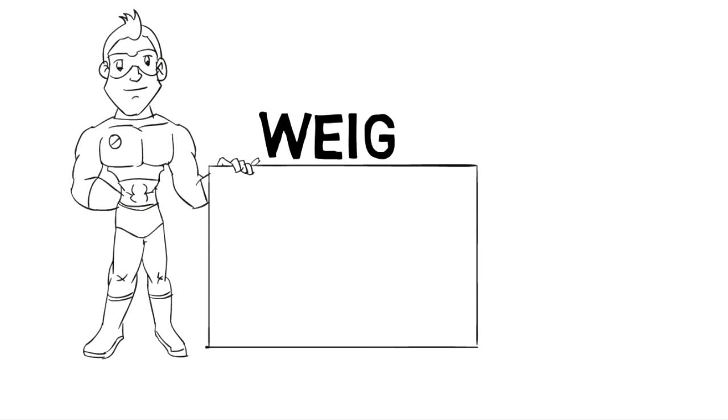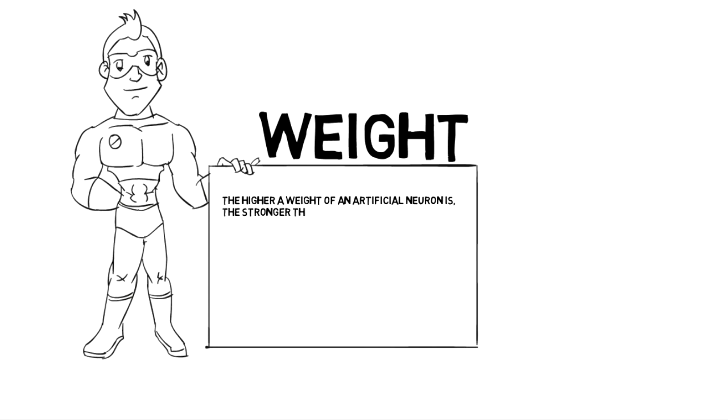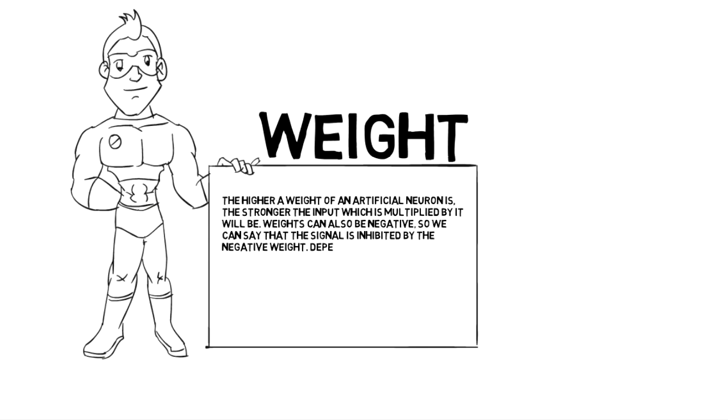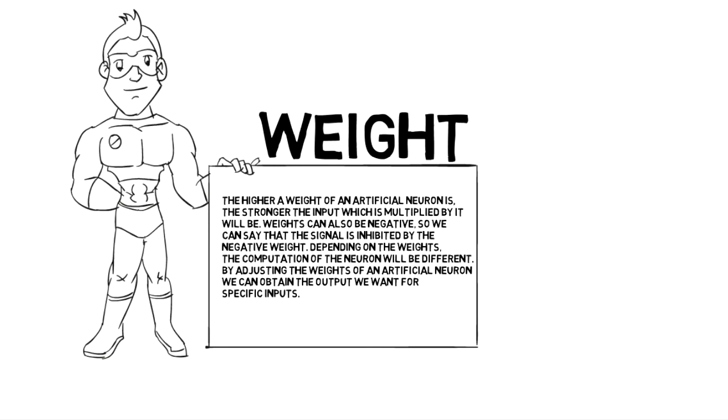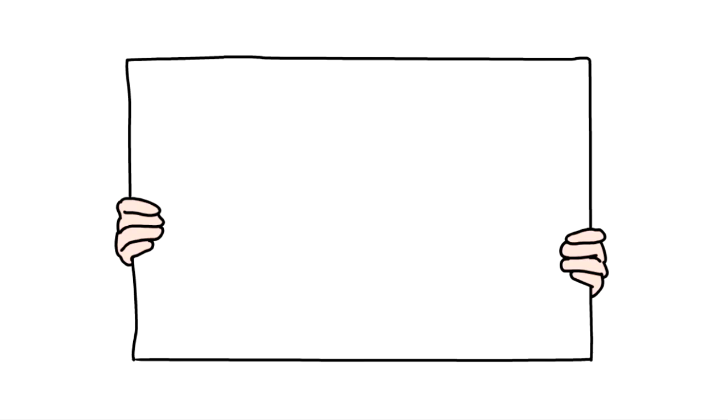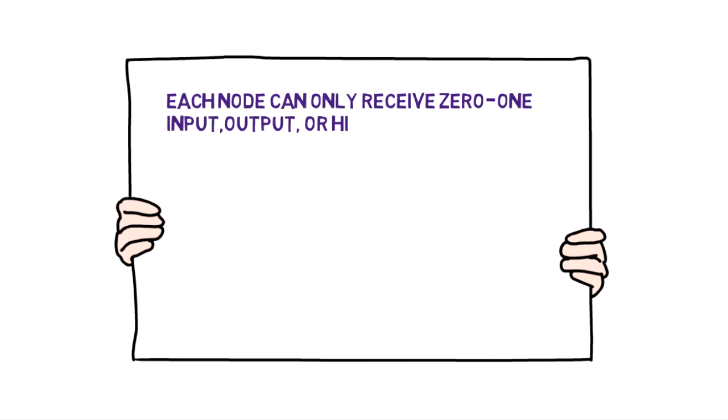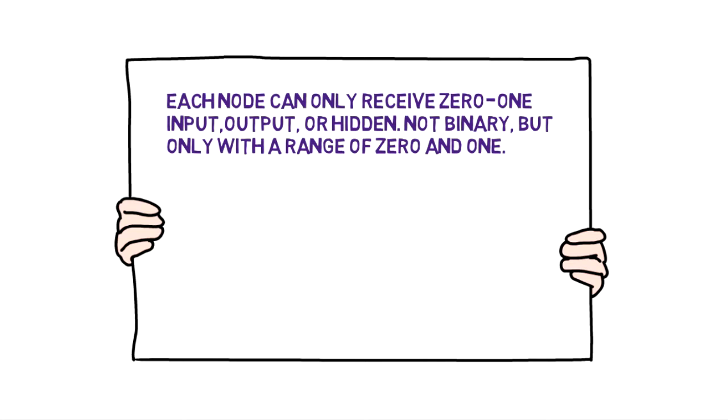There is also weight. The higher the weight of an artificial neuron is, the stronger the input which is multiplied by it will be. Weight can also be negative, so we can say that the signal is inhibited by the negative weight. Depending on the weight, the computation of the neuron will be different. By adjusting the weight of an artificial neuron, we can obtain the output we want for a specific input. Another important thing is that each node, whether input, output, or hidden, is not binary, but only has a range between 0 and 1.